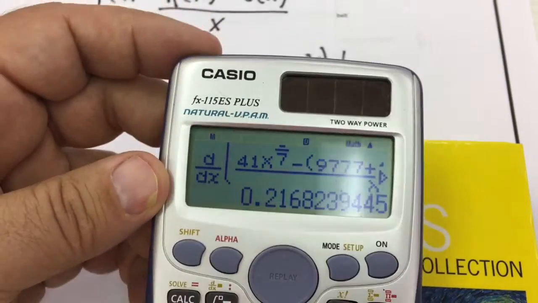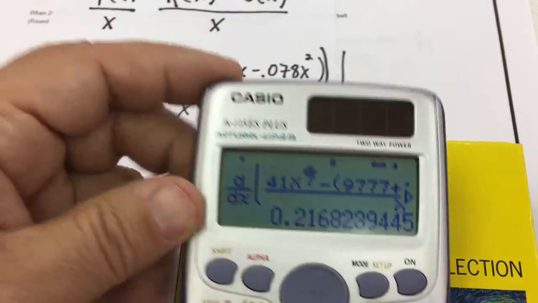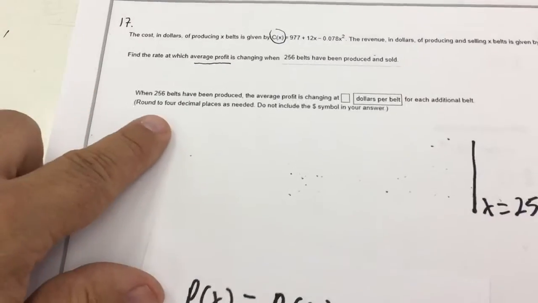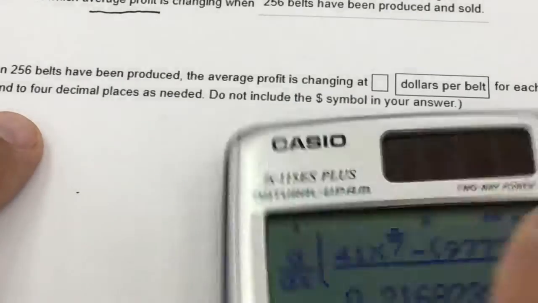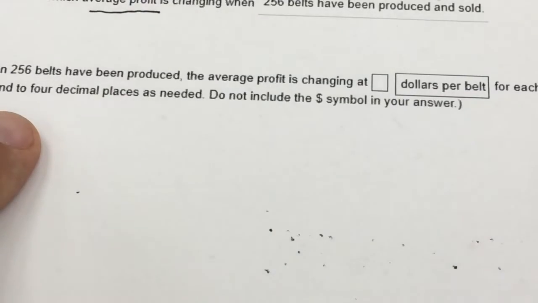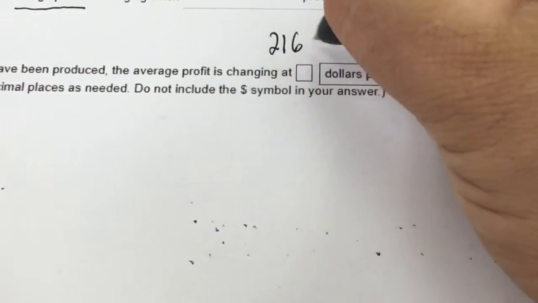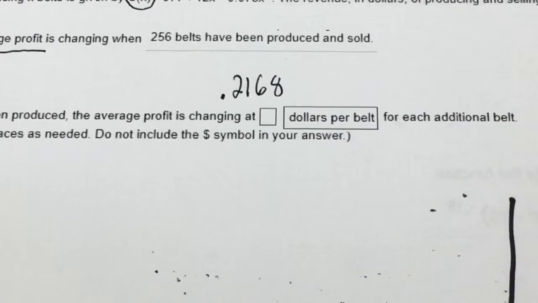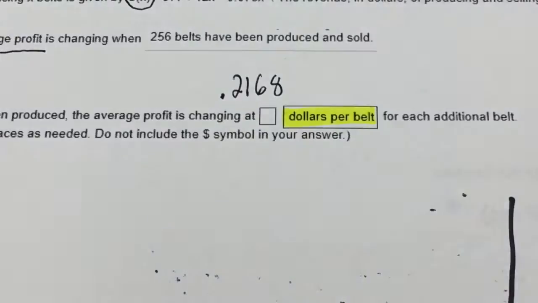It's thinking. 0.217 if I round it to 3 decimal places. Round it to 4 decimal places, 0.2168 dollars per belt. And that makes sense, not belts per dollar.